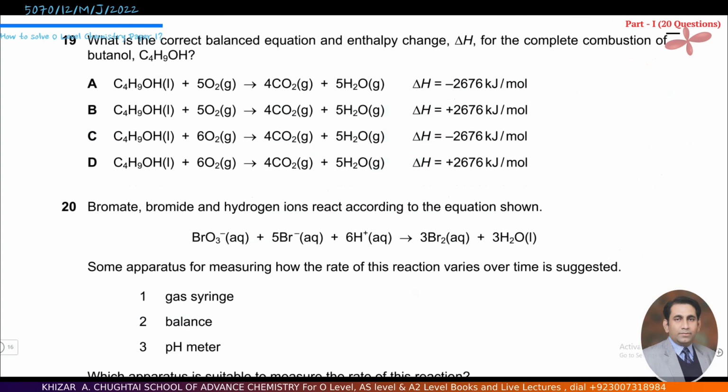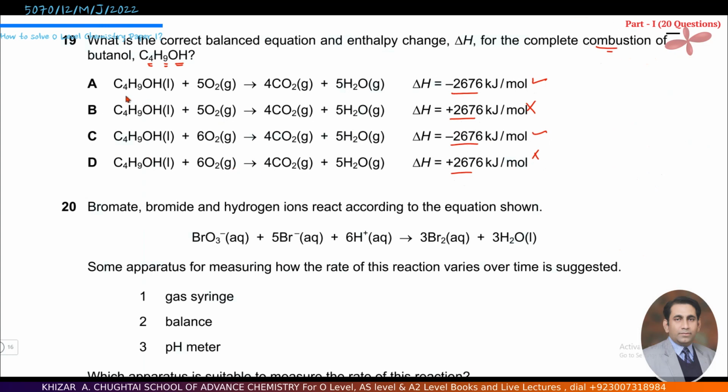Question number 19. What is the correct balanced equation and enthalpy change for the complete combustion of C4H9OH? There are four equations with their change in enthalpy. And as you know that it's a combustion reaction, its enthalpy must be negative. So either A or C may be the correct option. The enthalpy change for all combustion equations must be negative.